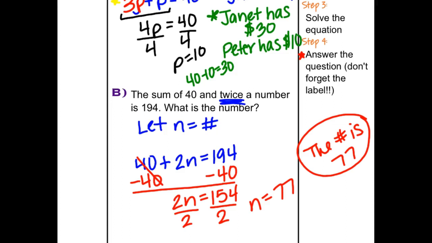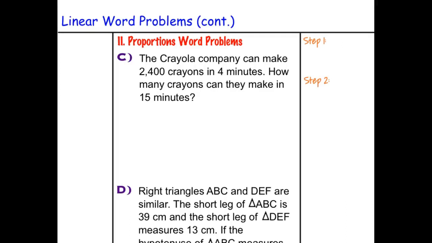Let's look at the next type. The second type of problems is proportion word problems. When we have a proportion word problem, you will set up your proportion, solve your proportion, and also assign your variable. So we have: Crayola Company can make 2,400 crayons in 4 minutes. How many crayons can they make in 15 minutes?